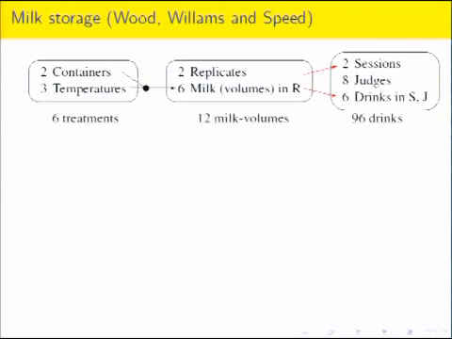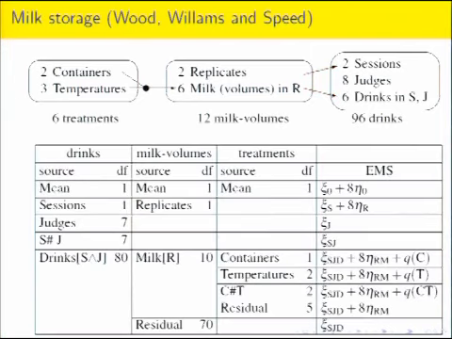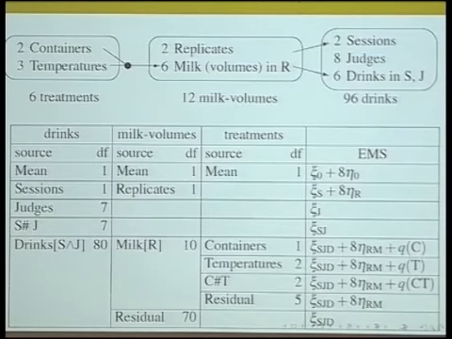So if I followed the principle I'd just given you, I would do something like this, confound replicates with sessions, and then we would get an analysis which I won't go through because it's very similar to the one I showed you before for T.B. Bailey's example. So the interesting thing comes down here, the containers, the temperatures and their interaction, and that residual. So they're confounded with the smallest thing here and also the smallest thing here.